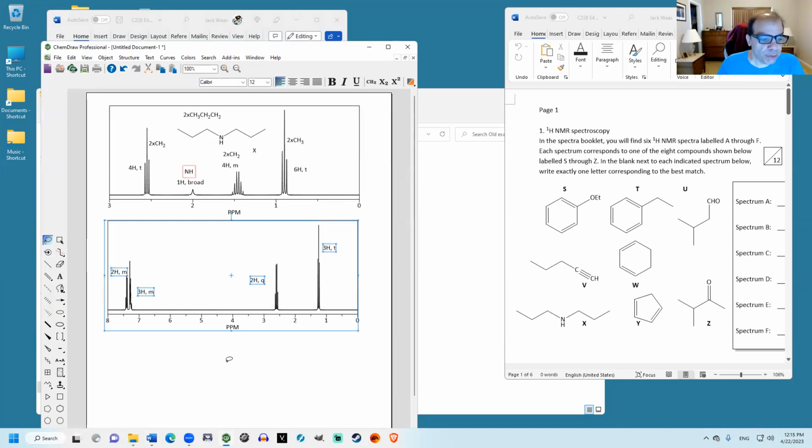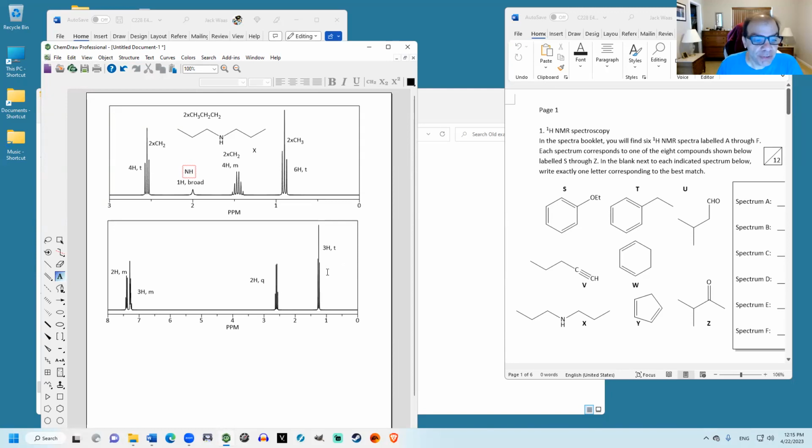In the second spectrum, we have a 3H triplet and a 2H doublet. And I believe we talked about that in class. That's a clear signal for an ethyl group. The 3H, the methyl group, is split into a triplet by the adjacent CH2, and the CH2 resonance is split into a quartet by the adjacent CH3. In both cases, you add 1 to the number of next door H's.